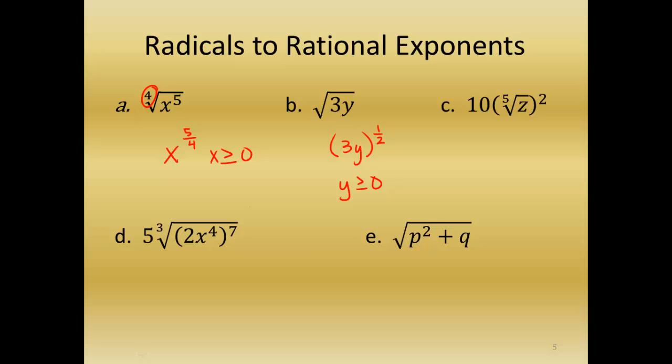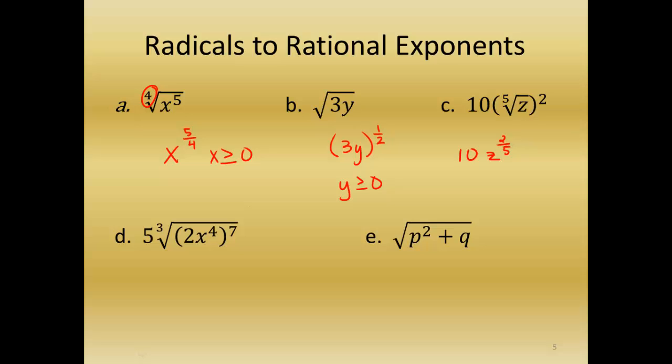Part C. Part C says we're going to take 10 times the 5th root of z, and then we're going to square that. Well, the 10 has nothing to do with the rest of this because it's not being affected by the radical or by the exponent. And then the z is being raised to the 2/5 power, and that's that expression.